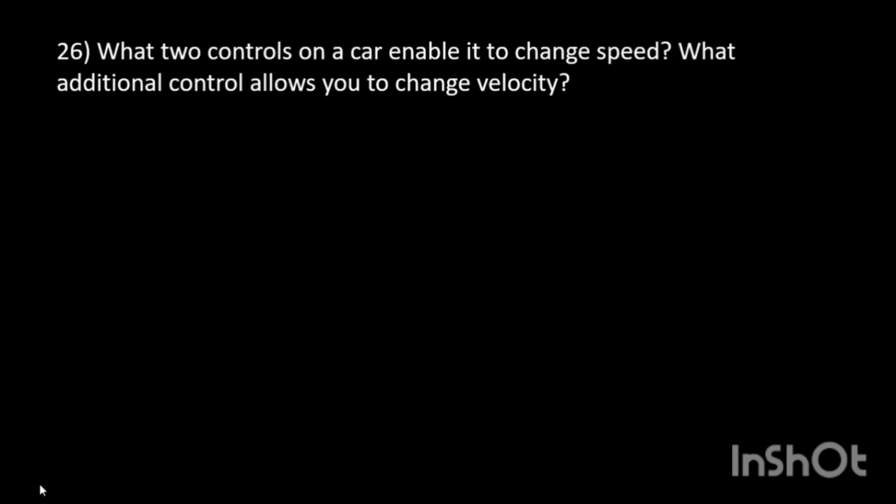Question number 26. The question says, what two controls on a car enable it to change speed? What additional control allows you to change speed? That is a very simple thing. Now what does changing speed mean? Let us try to understand it. Suppose I'm taking an example of circular motion to make you understand this. Suppose a car is moving around a circle.